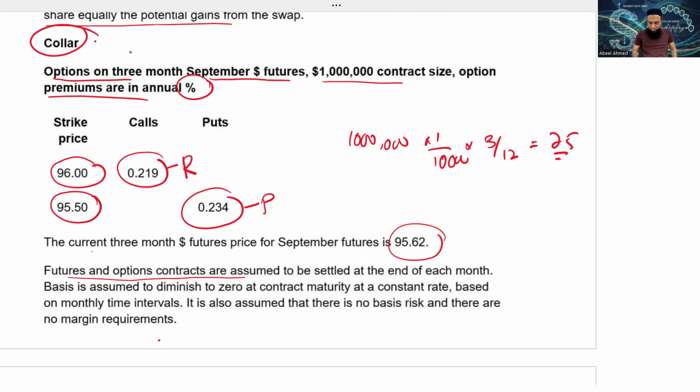Futures and options contracts are assumed to settle at the end of each month. Basis is assumed to diminish to zero at contract maturity at a constant rate, based on a monthly time interval. It is also assumed that there is no basis and there are no margin requirements. Basically, when we say it is assumed there is no basis, it means the future closeout price which you have calculated will be the same price when the time comes. Practically, that is not the case. Practically, you will face basis risk.